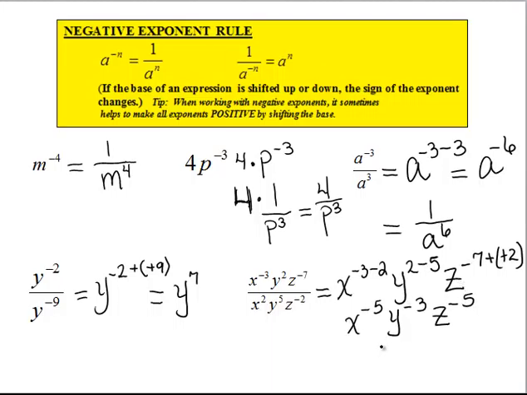So all we do is write 1 over all of these and make them positive. So then our simplified expression becomes 1 over x to the 5th, y to the 3rd, z to the 5th. So we've simplified our given expression. So here's our answer for this very last example.